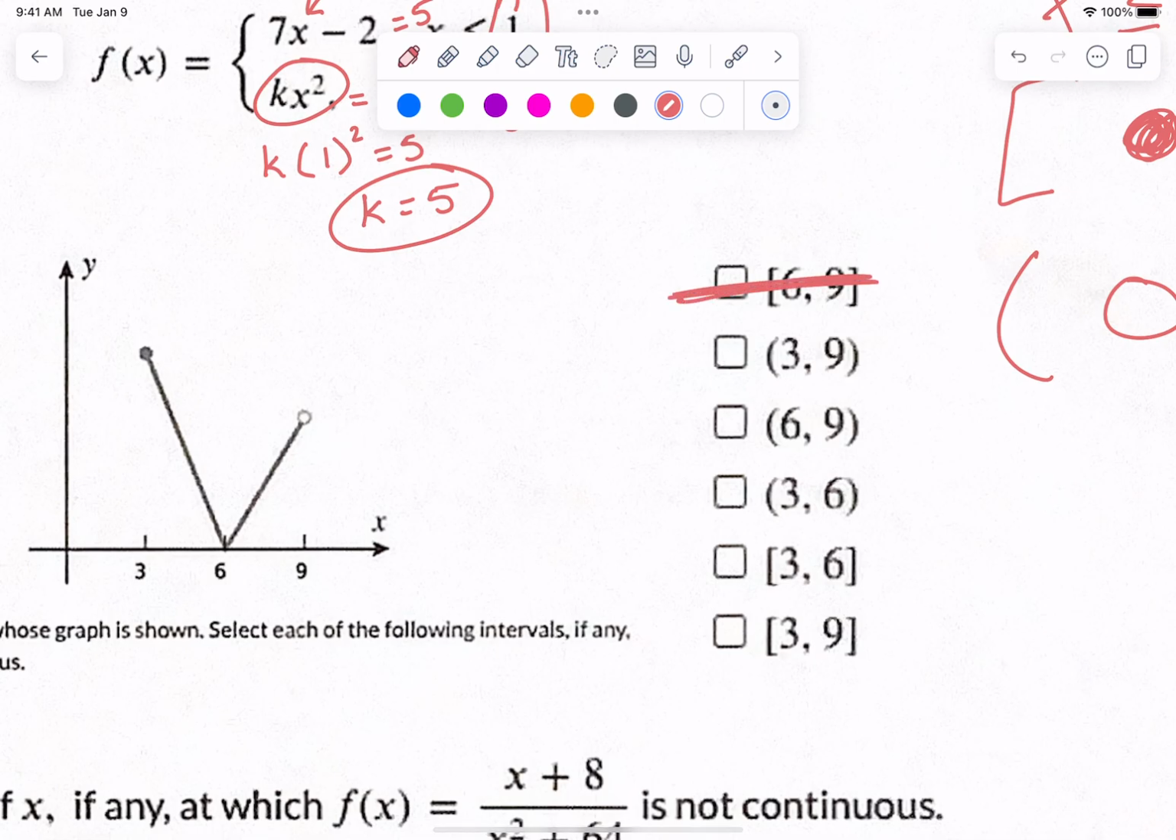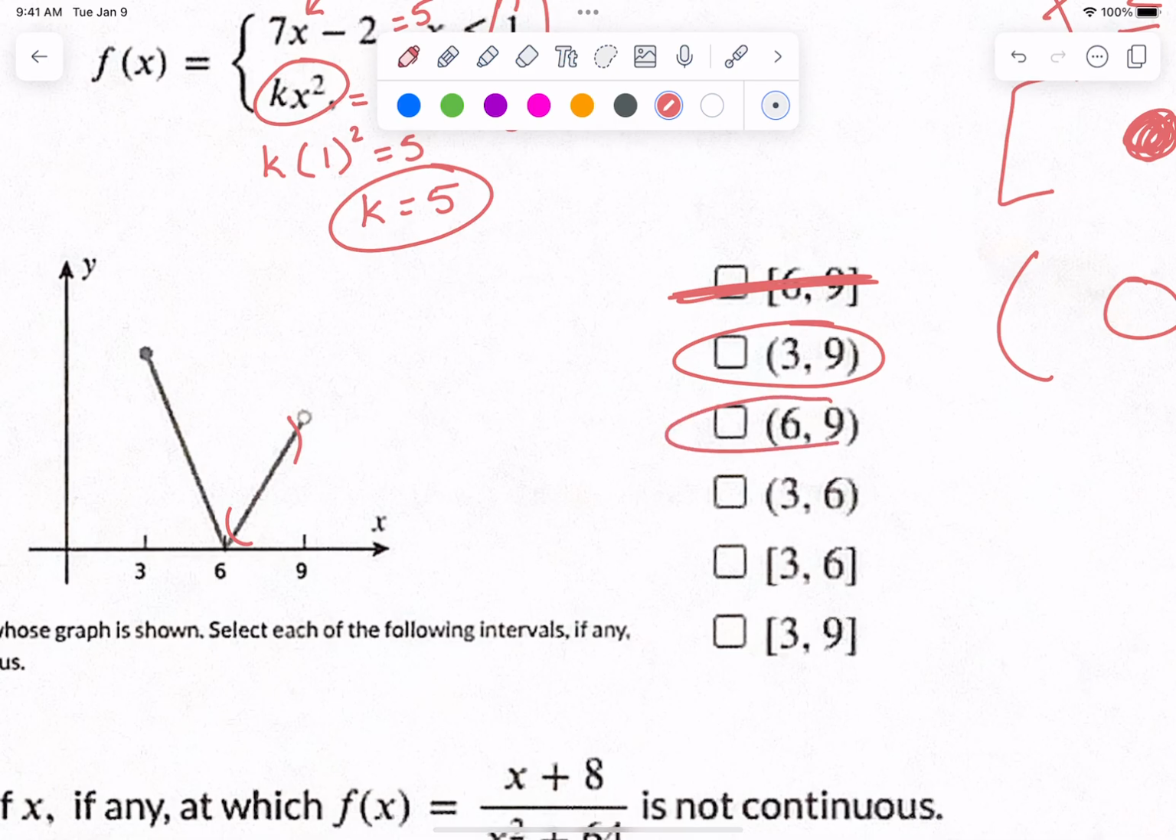I'm going to do it like this. 6 crosses to off. 3 to 9: is it continuous, 3 to 9 inside? Yes. So that one. 6 to 9, is it DC, C, C, C? 6 to 9 inside of 6 to 9.